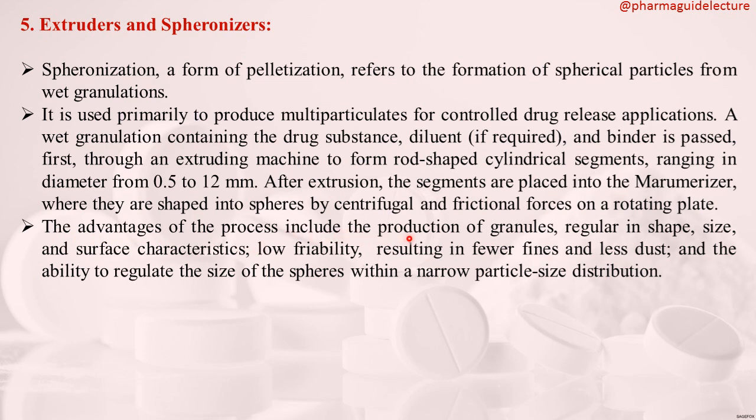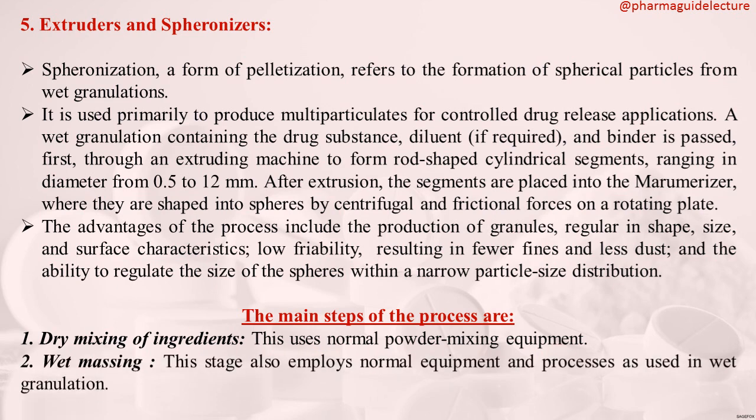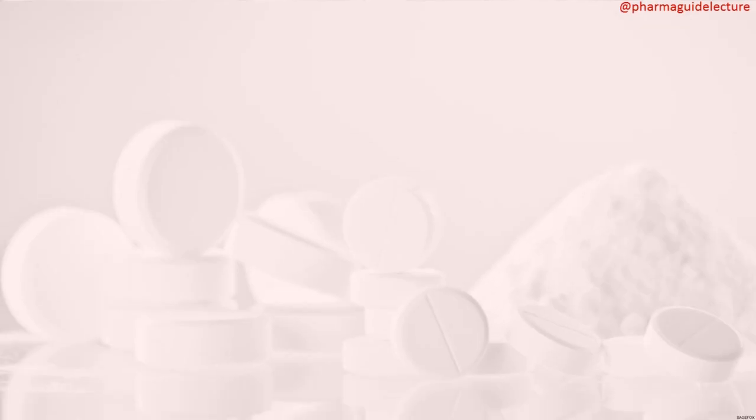Advantages of the process include production of granules regular in shape, size and surface characteristics, low friability resulting in fewer fines and less dust, and the ability to regulate the size of the spheres within a narrow particle size range. Main steps in the spheronization process are: first, dry mixing of the ingredients using normal powder mixing equipment. Then wet massing. This stage also employs the normal equipment and processing as used in wet granulation.